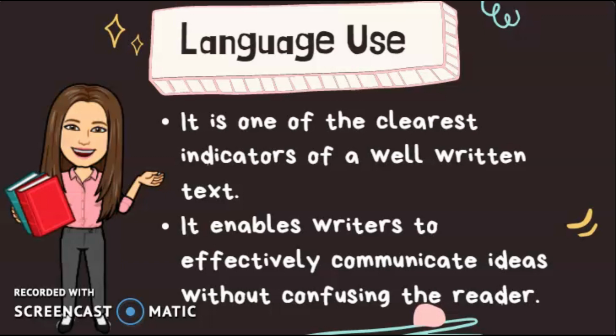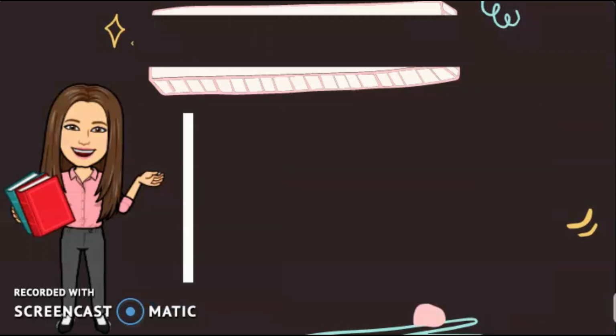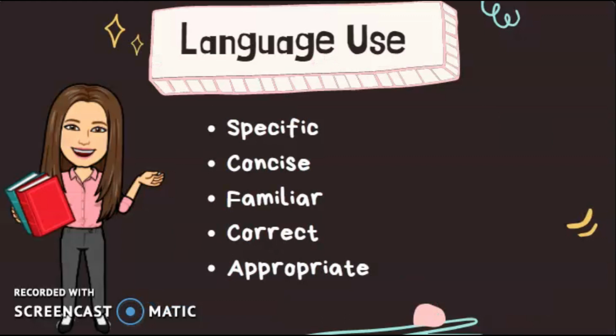It is one of the clearest indicators of a well-written text. It enables writers to effectively communicate ideas without confusing the reader. On this note, you need to choose the appropriate language to be used, your purpose or objective in writing, as well as the context in which it was written and the target readers in mind. That's why an effective language has the following characteristics. It must be specific or concrete, concise or short, familiar, correct, and appropriate.